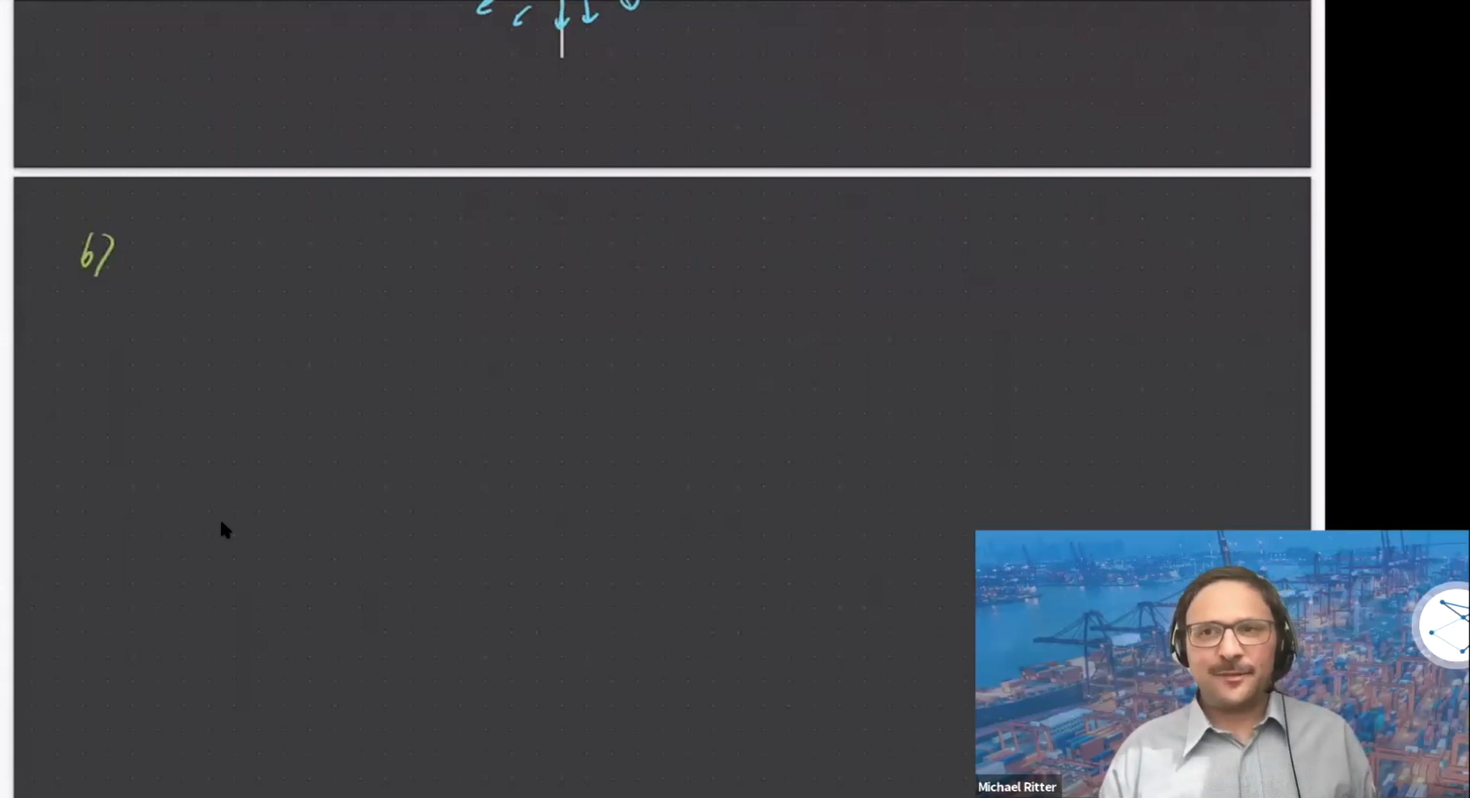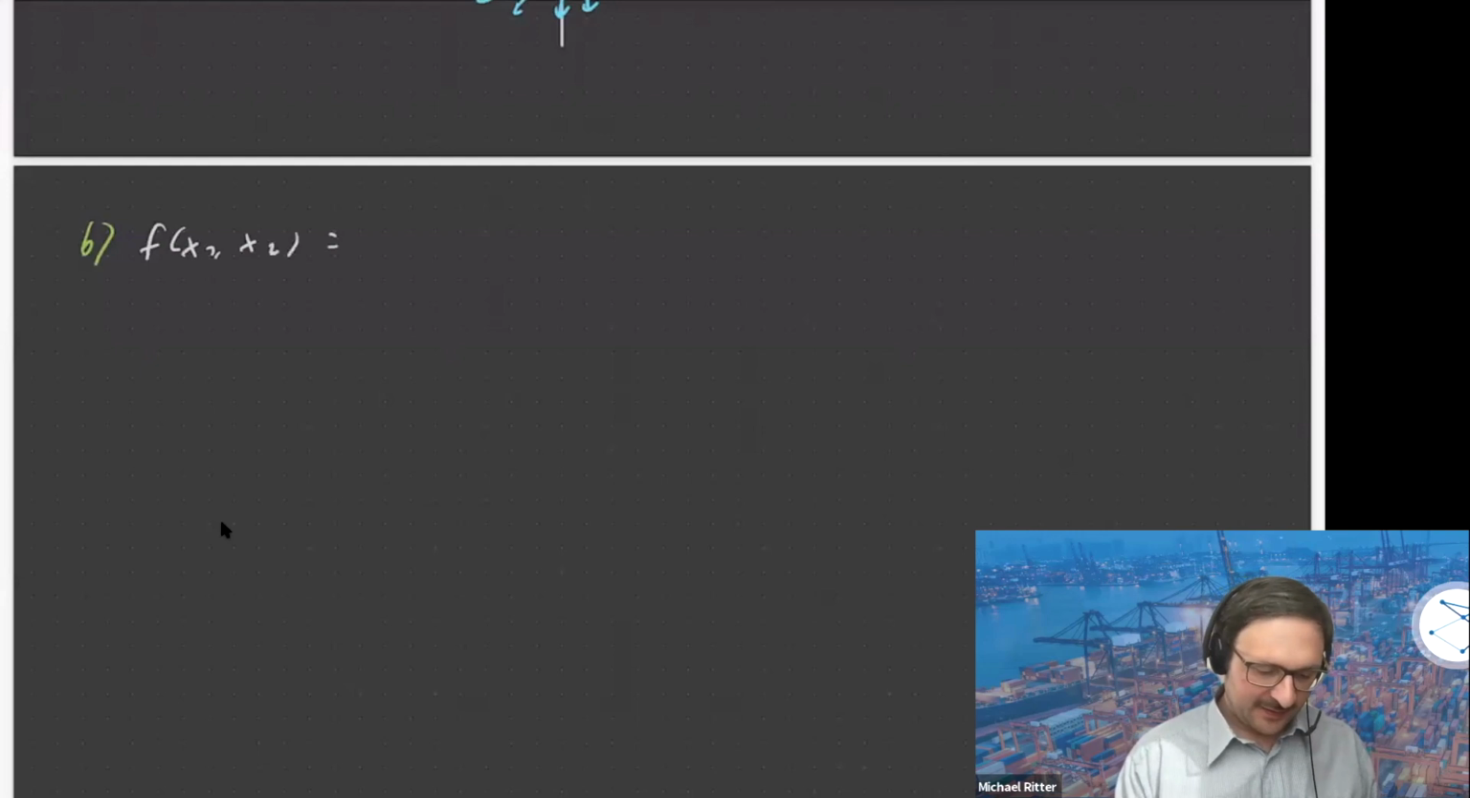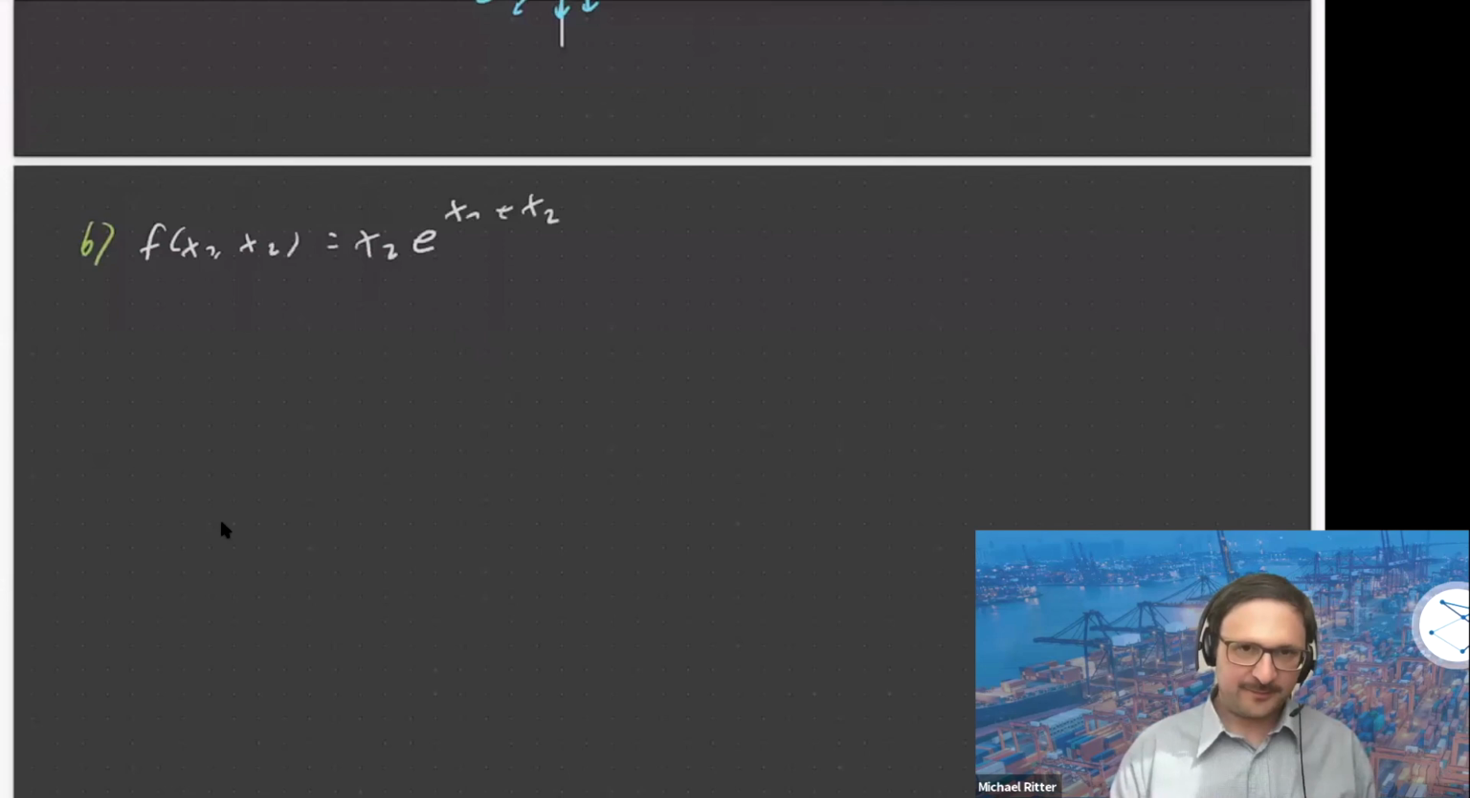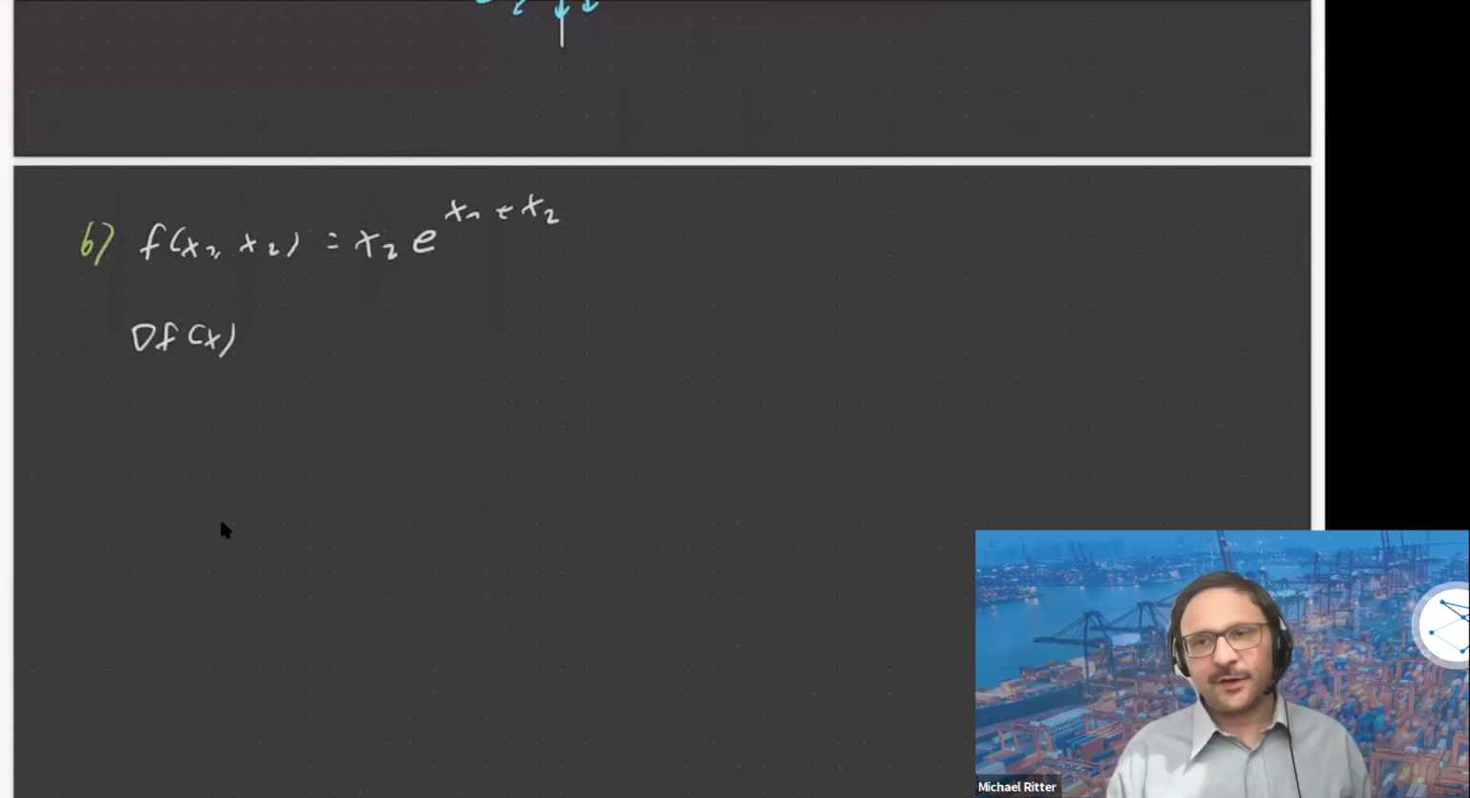Okay, part B, that's a little more complicated, but not that much actually. So we have a function, f of x1, x2, defined as x2 e to the x1 plus x2. And again, the question is for the vector field that's defined as the gradient of f at the point x. The gradient defines a vector field because it assigns a vector to each point on the plane, each x1, x2 pair.